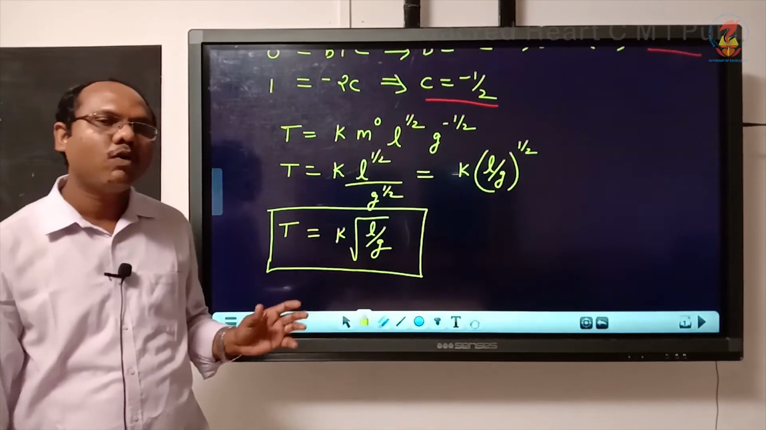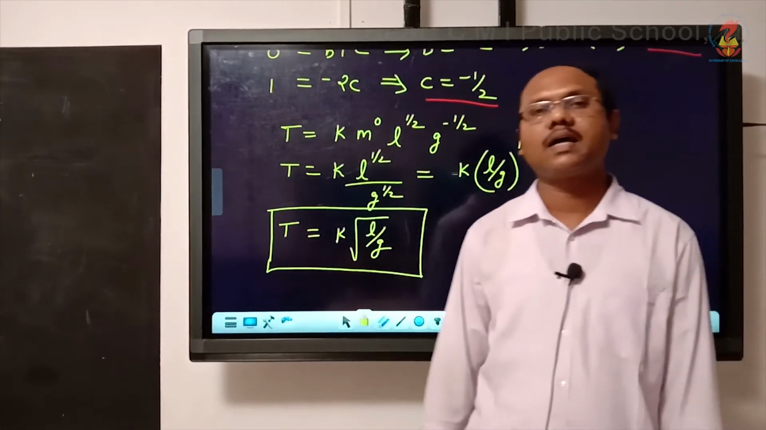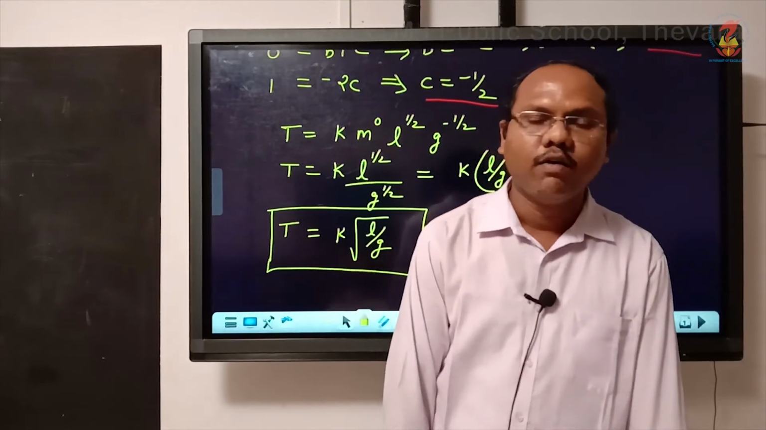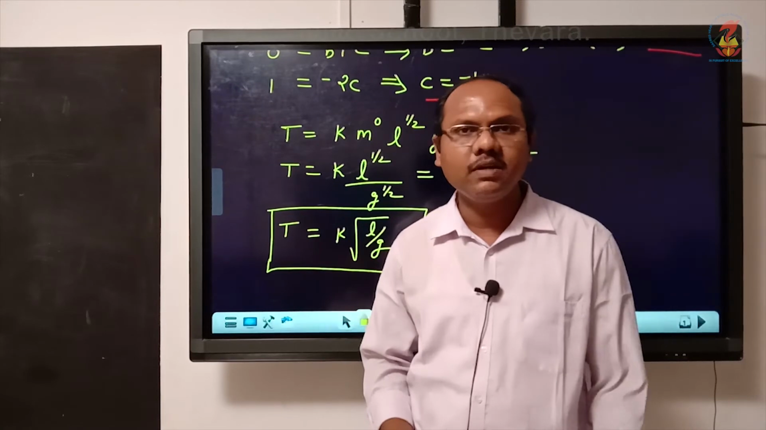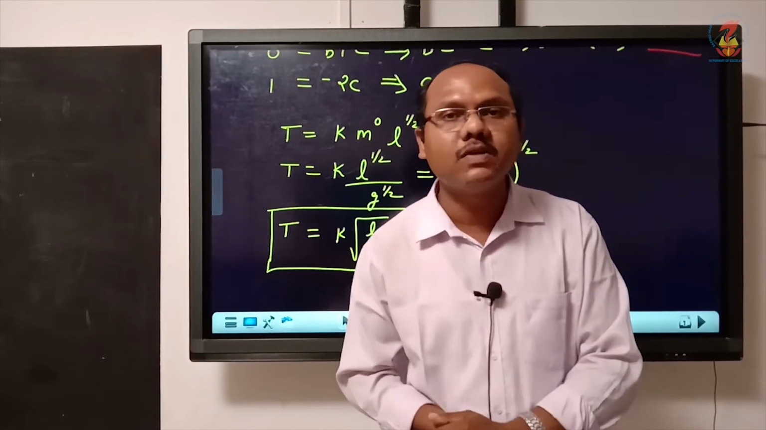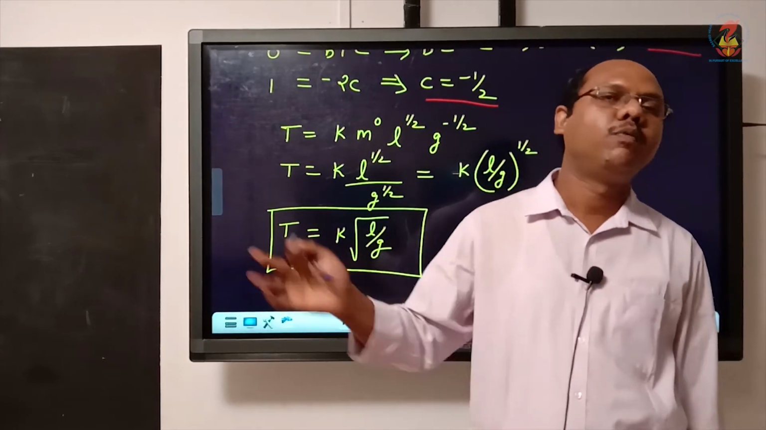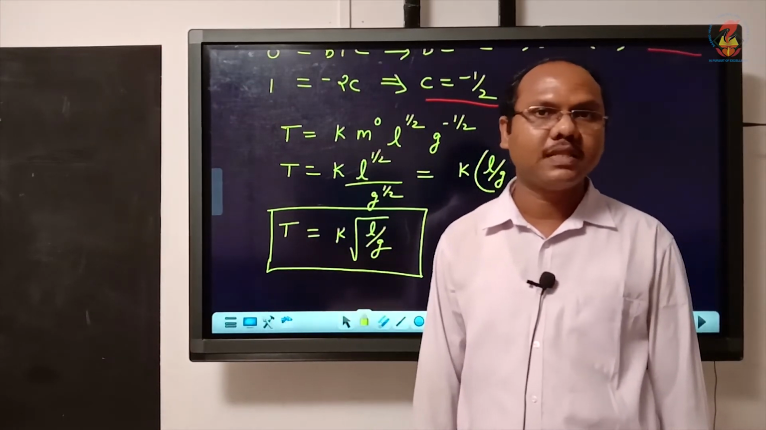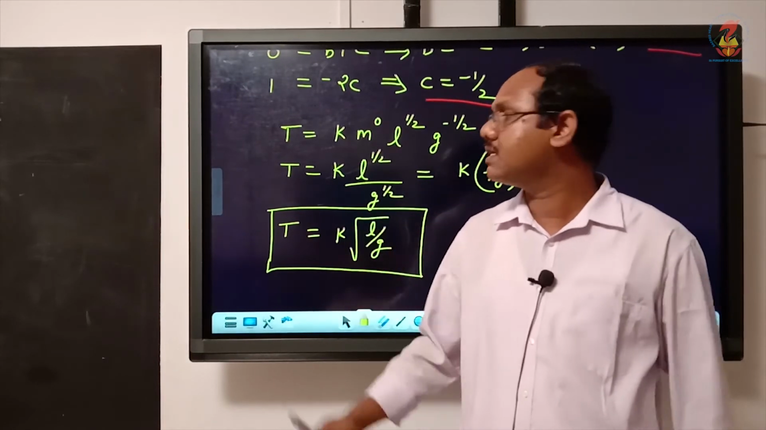So this is how we will derive the expression for any physical quantity. First we will write it in powers and we put the dimensions, and then we will equate the powers on both sides, get the values of A, B and C, putting in the first equation. That's the procedure. The same way we can do any sort of equation.